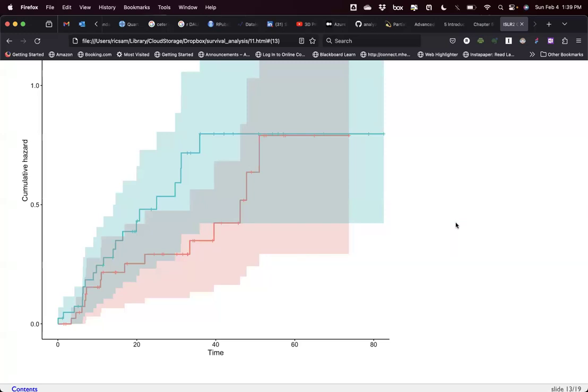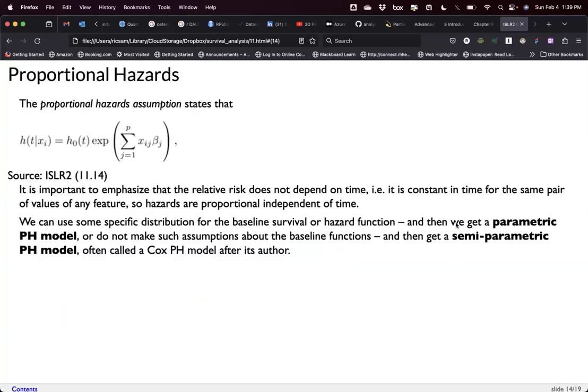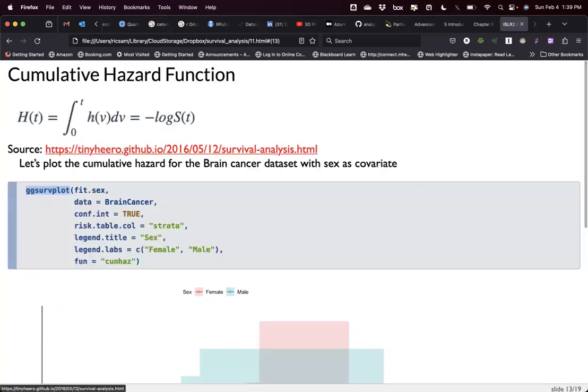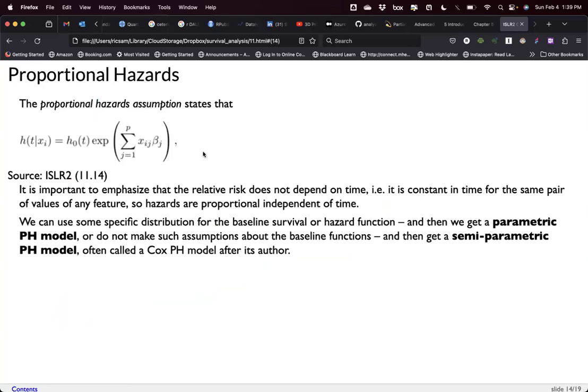Okay, but the nice thing about this is that now we can talk about proportional hazards, with the hazard function. So the proportional hazards is derived from this equation. And from the notes, it's important to emphasize that the relative risk does not depend on time. It is constant in time for the same pair of values of any feature. So hazards are proportional independent of time.